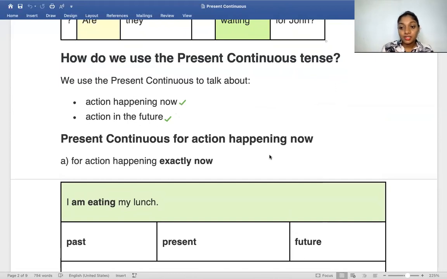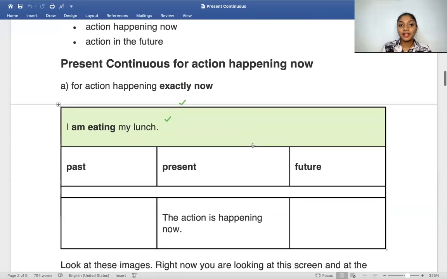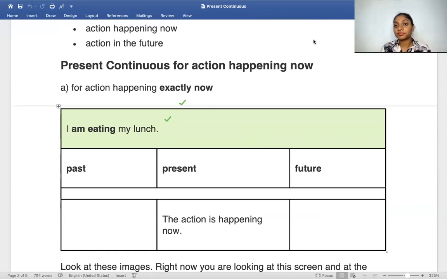Okay, so please listen carefully. Everyone listen well. This is very important. Present continuous, we have two main uses: actions happening now, actions in the future. But what you know as actions happening now is only one. Actions happening exactly now. But there is one more in the now part. I will explain them separately, one by one.